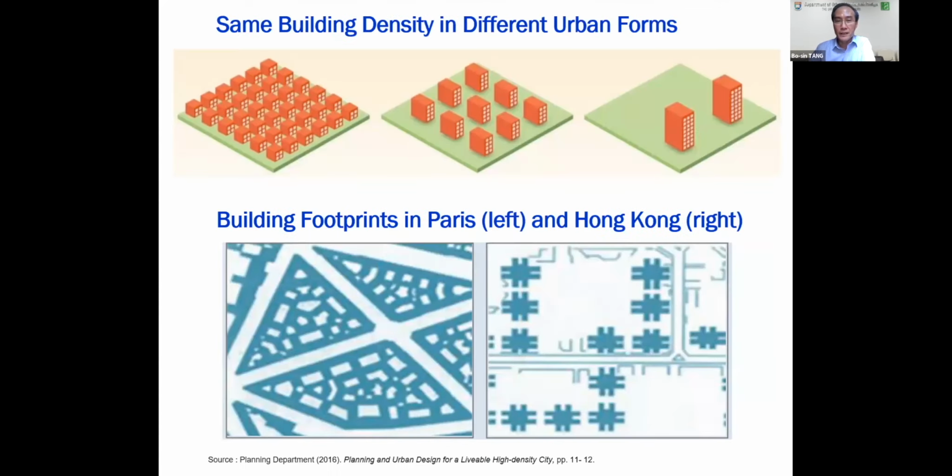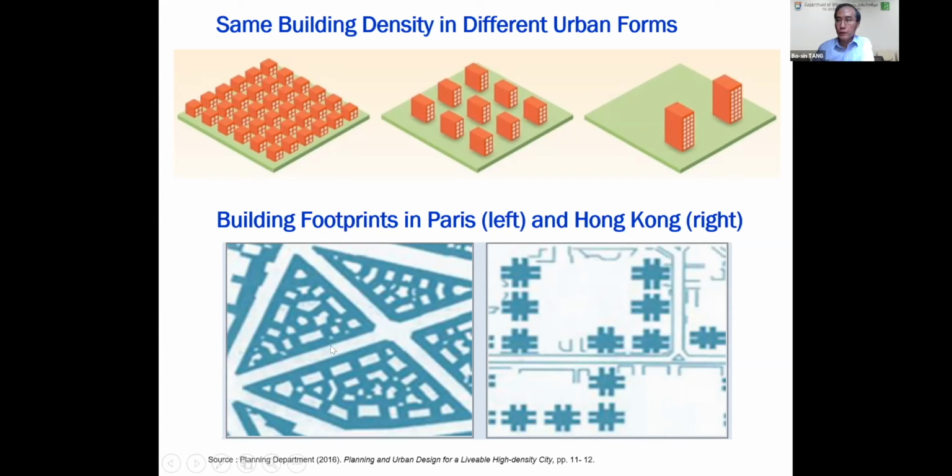Now, the previous speaker has already explained about this. We try to exercise control on building density in order to influence the distribution of population density. And it's important to realize that high building density does not necessarily mean high-rise development. You can have the same building density, but with different form, high-rise to low-rise.